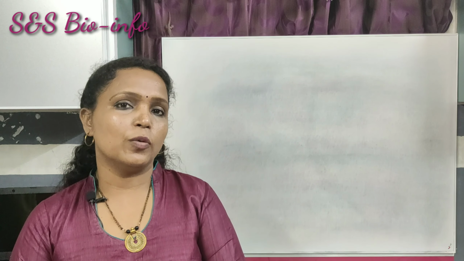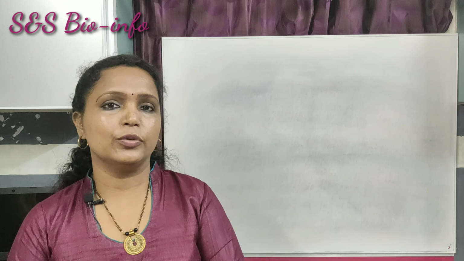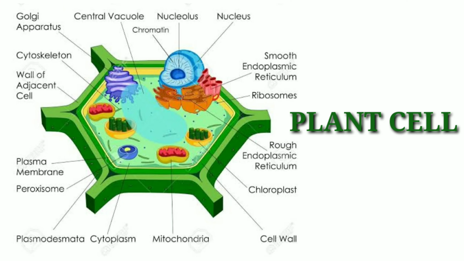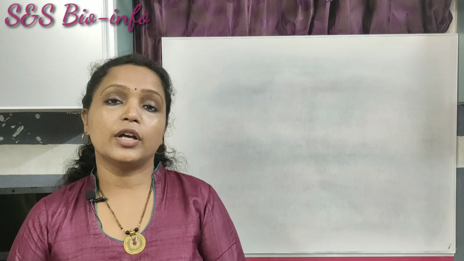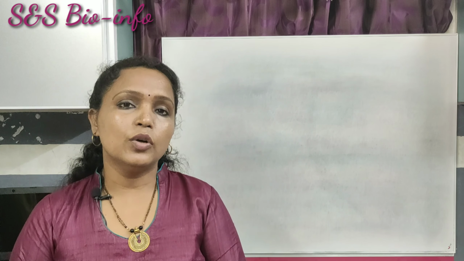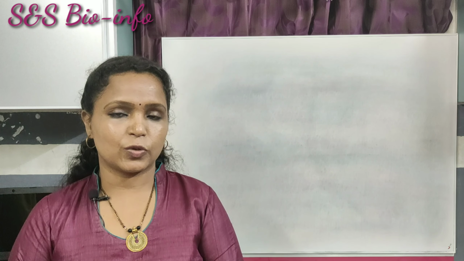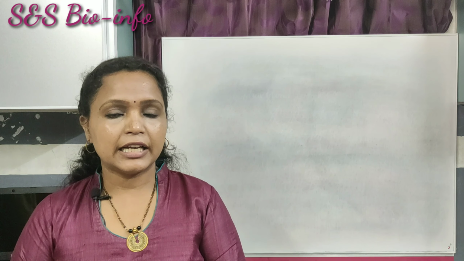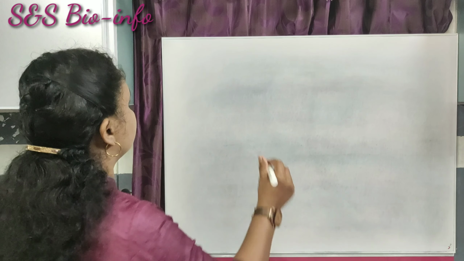Now, all of you observe the diagram of a typical eukaryotic cell. You can observe different cell organelles such as endoplasmic reticulum, Golgi bodies, mitochondria, lysosomes, ribosomes, and plastids in the case of plant cells. Here we are going to study more about Golgi bodies and lysosomes. First of all, let's learn about Golgi bodies.